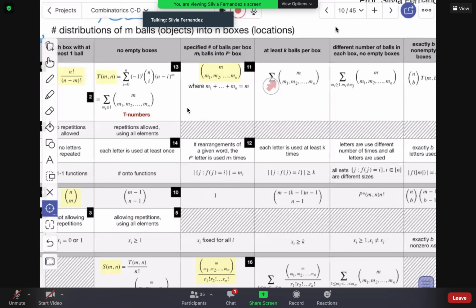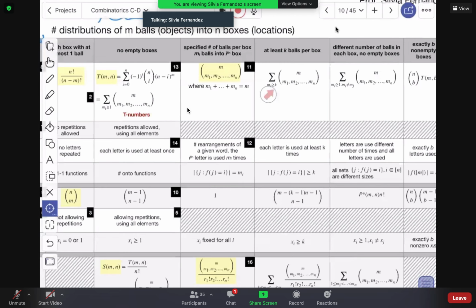But if you look at the definition of the t number in terms of multinomials, you can see that this is just part of that definition. Here we're saying that all the parts are at least one, each of the boxes gets at least one ball. And here we're saying that each of the boxes gets at least k balls. You see? So these are just variations. This is a different number of balls in each box.